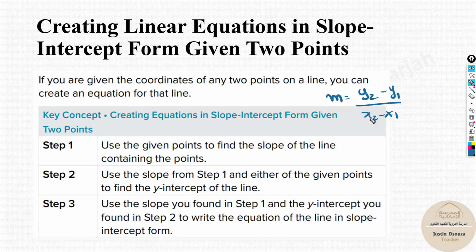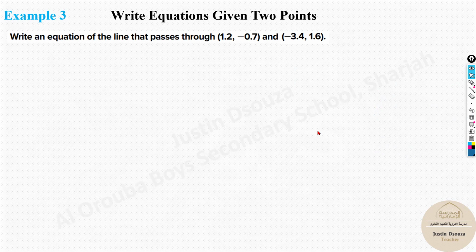And using this slope formula, you find the m value and then choose any one point. You will have basically x1, y1, x2, y2. You will have 2 points. Choose any one of these pairs and then use the m value and substitute in y equals mx plus b. Just like what we did, only this is the extra step, finding the m value. We will look into a problem now.